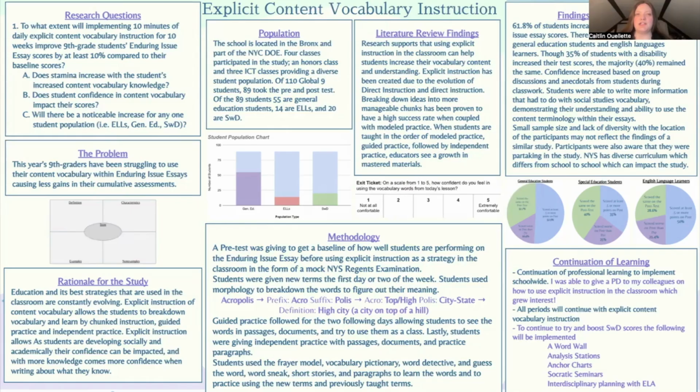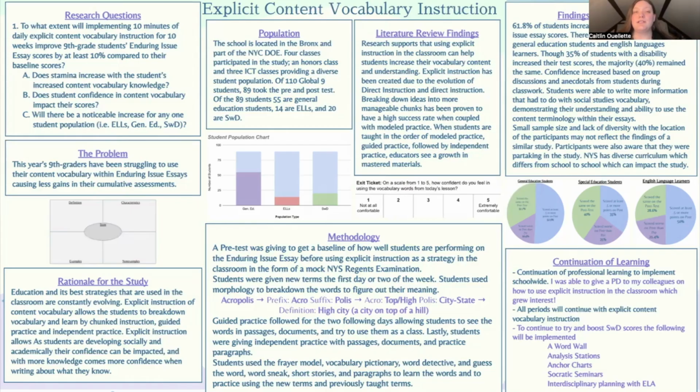One of the key strategies that we used was morphology, where we break down the word into smaller, more manageable chunks, try to figure out their definitions, and then combine those definitions to make a big definition for the entire word. So there's an example there of acropolis. Students were able to break down the word acropolis into a prefix and suffix of acro and polis and try to figure out those words.